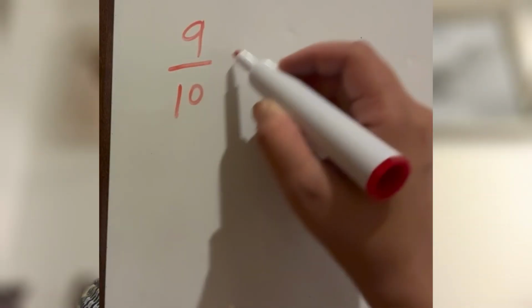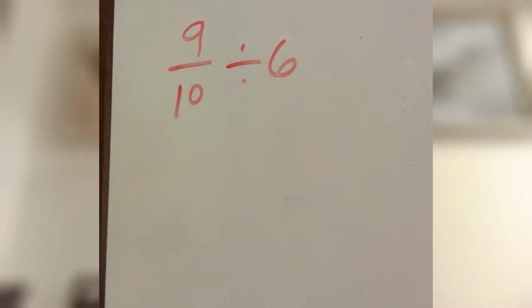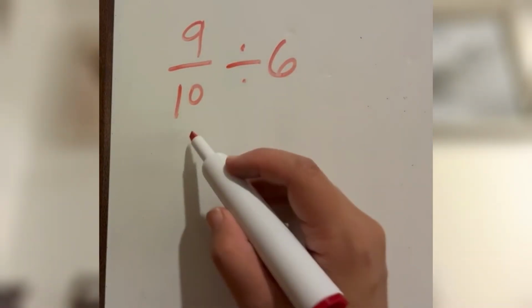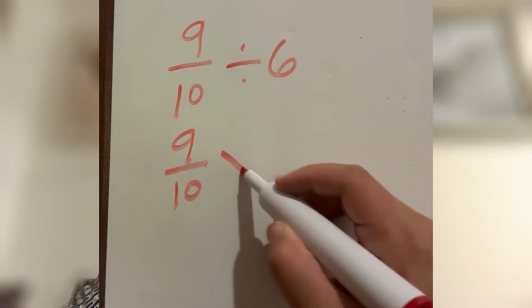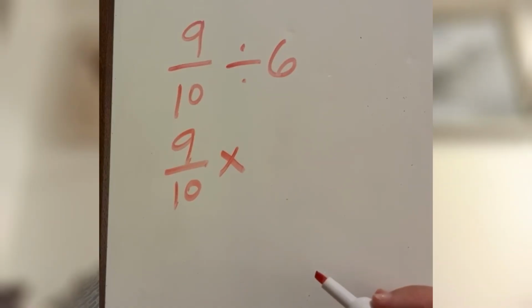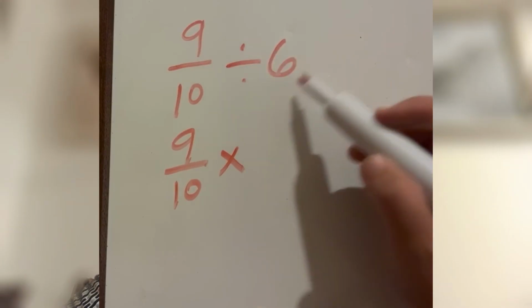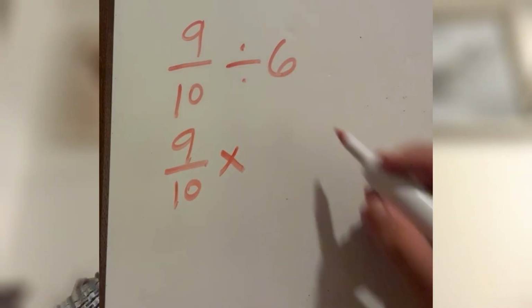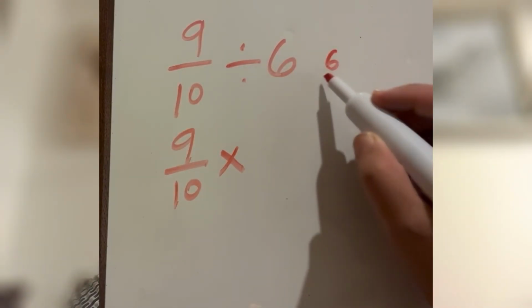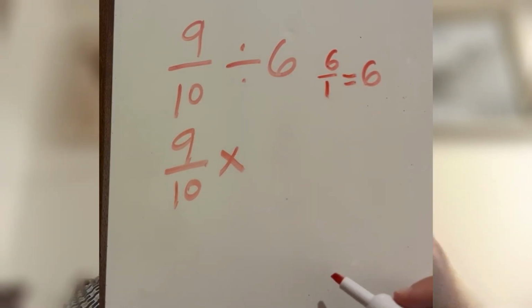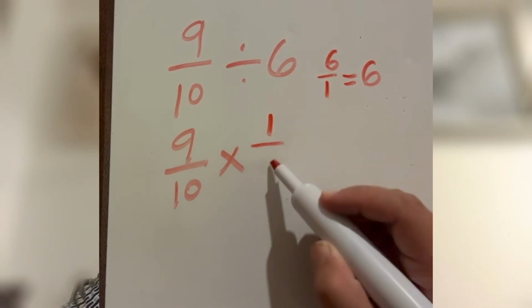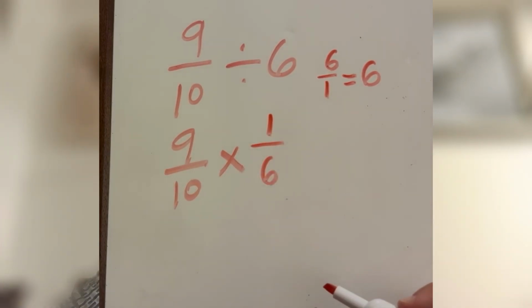Here's our second problem. We have 9/10 divided by 6. Again, we're going to go through the same steps we did for our first problem. So we're going to rewrite our first fraction. So we have 9/10. Now we're going to make it a multiplication problem. So we're going to put our times symbol. We're going to take 6. Now again, the fraction for 6 would be 6/1, but we want to flip it or inverse it. So we're going to make it 1/6.